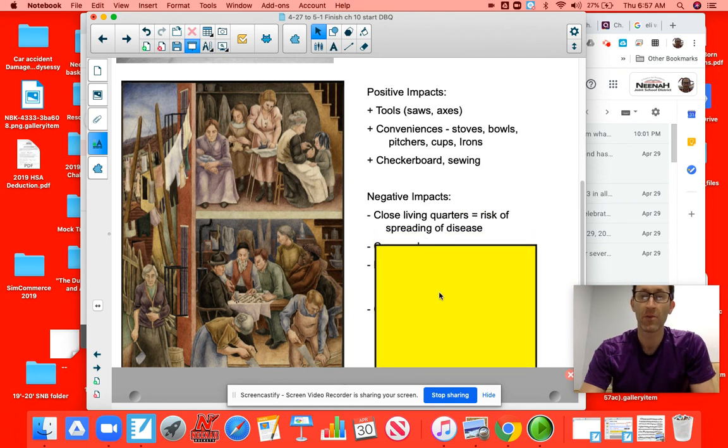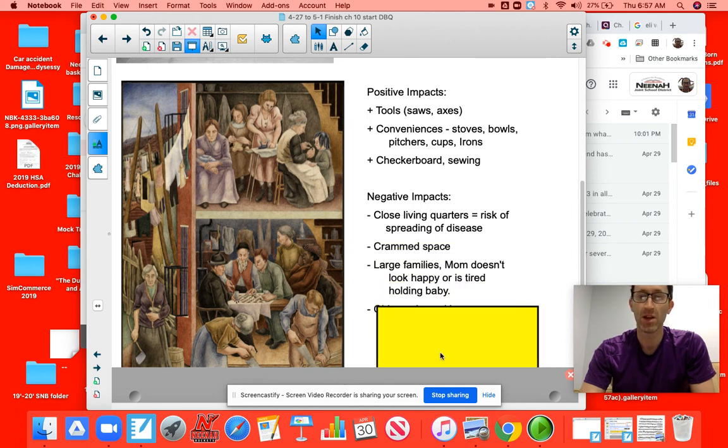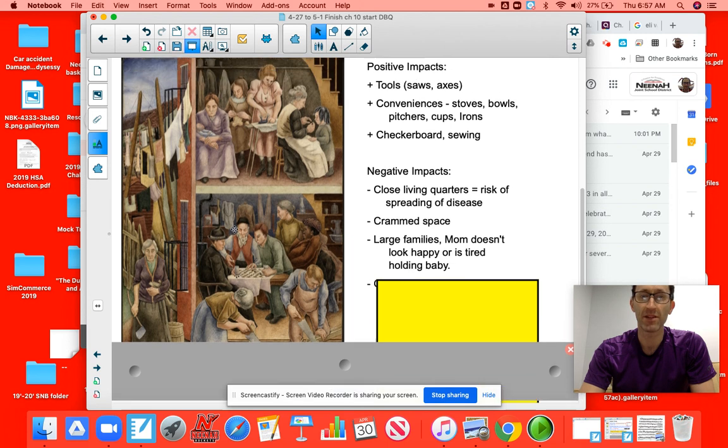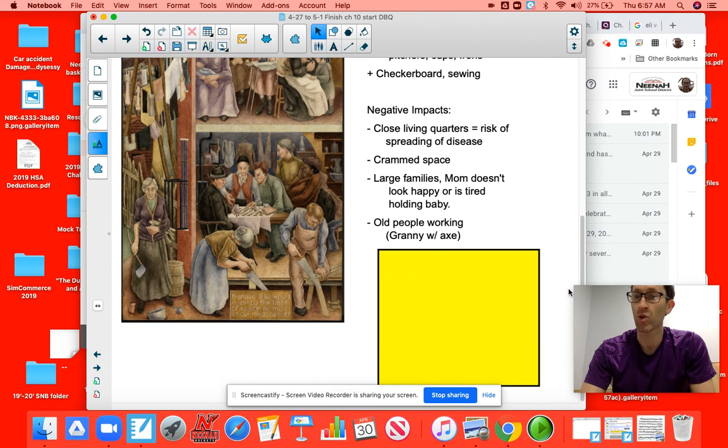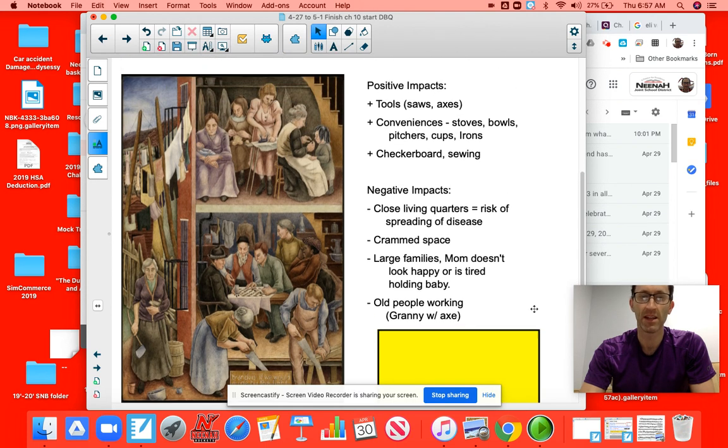Negatives. We know people are living in close living quarters, and that is a risk of disease. Think about COVID-19. So they're living in crammed spaces. Large families. This mother clearly doesn't look very happy. She looks very tired holding that baby. And old people we see like this grandma are working. Those would be things that would be negative about the Industrial Revolution.